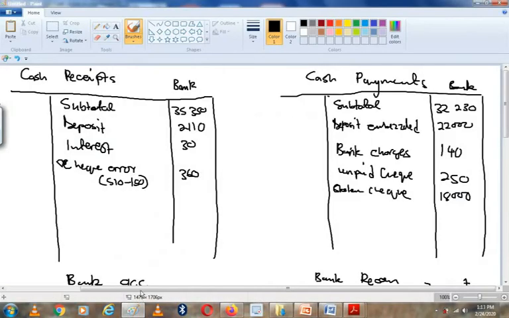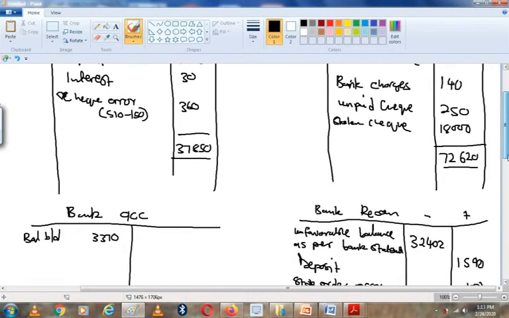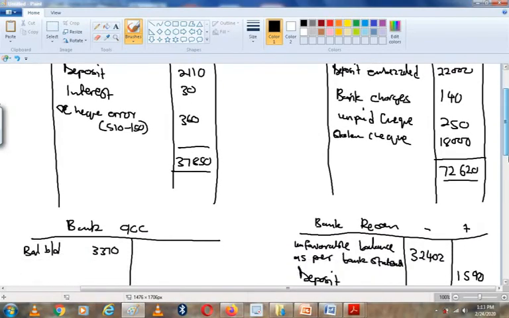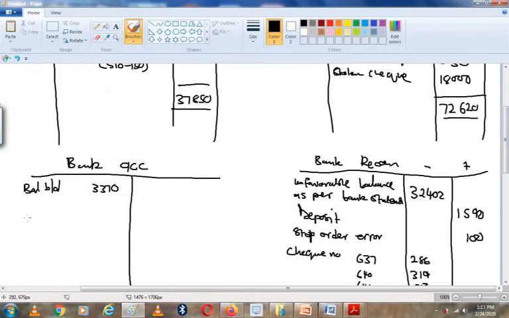The next thing after entering all this is to find the totals. So if you add 35, 350, 2110, 30 and 360, you get 37,850. And then if you add 32,230 plus 22,000 plus 140 plus 250 plus 18,000, you should get 72,620. Right, so those are the totals of the cash receipts and cash payments. Now the total of cash receipts increases the bank account. Remember, cash receipts means money coming in. So cash receipts journal, 37,850. You put it on the debit side of the bank account.